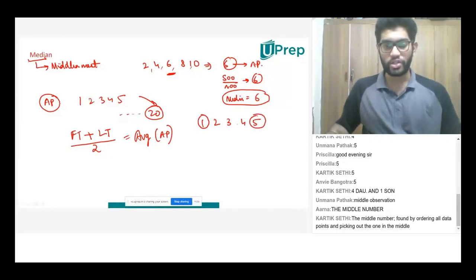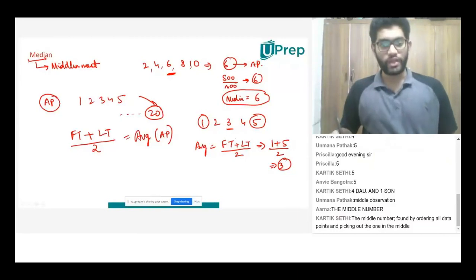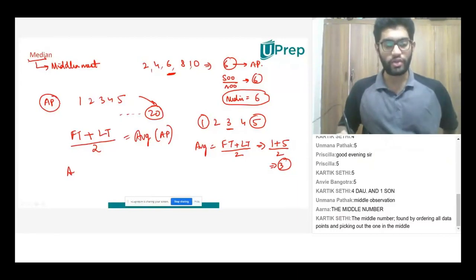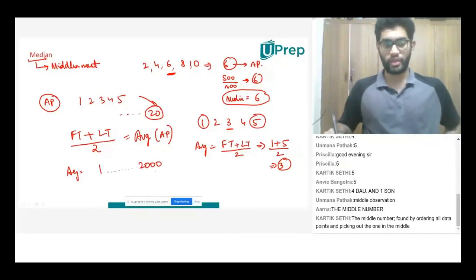Now the average, you know, because it is a small series, you know the middle term is 3. But how did you get the average? The average is simply nothing else but the first term plus the last term divided by 2. That is 1 plus 5 divided by 2, which is giving us 3. Is this clear?